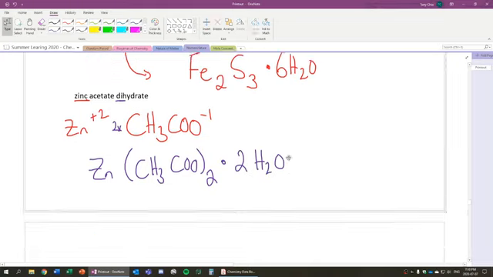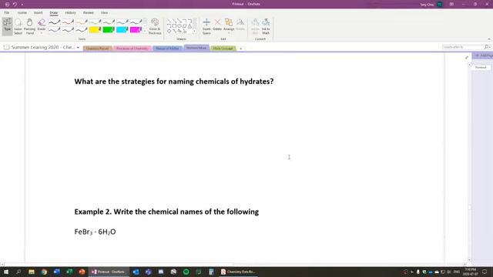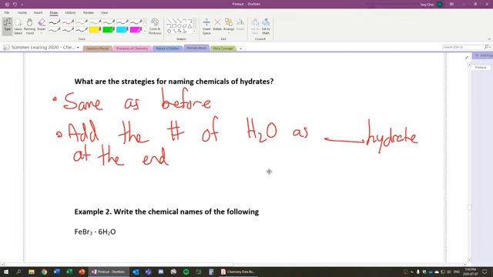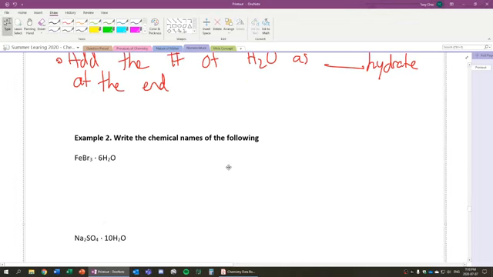So how do we do the opposite, which is writing the names of these hydrates? Well, to write the names, it's the same as before, but you add the number of H2O as this hydrate at the end. Okay, so let's take a look at this first example here. In this example, we have iron bromide. Now, which iron is this, because it's multivalent? Well, this is bromine, and bromine has a -1 charge and there are 3 bromines.